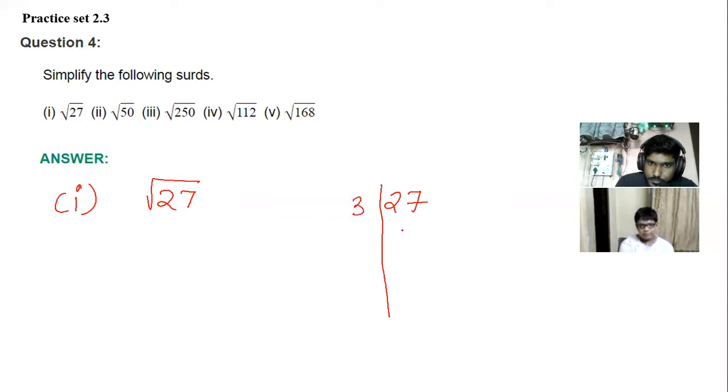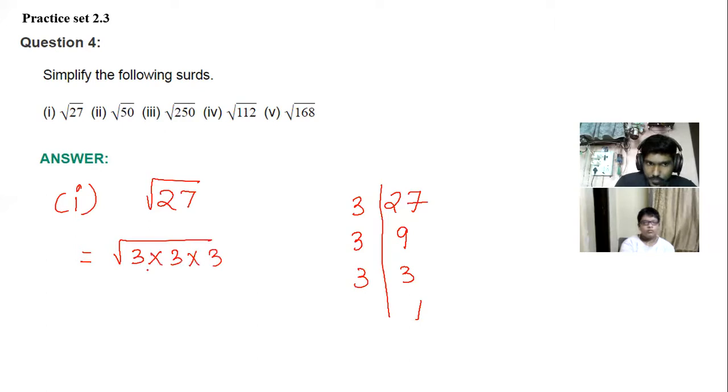3, 3s are 9, next 3, 3s are 9, and 3 1s are 3. So this is 3 root 3. But I would advise you to write one more step and write it like this: 3 into 3 into 3. And then after that, you write 3 root 3, the final answer. Clear? Write it down in your notebook.